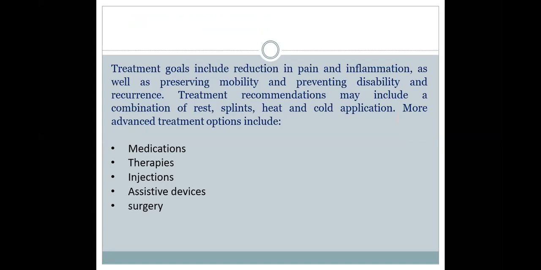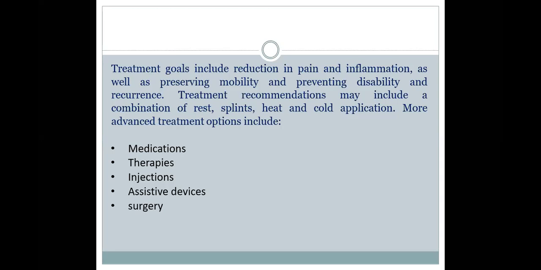The treatment goals of tendinitis and bursitis both include reduction in the pain and inflammation, as well as preserving the mobility and preventing the disability and recurrence of the condition. Treatment recommendations may include a combination of rest, splinting of the area, splinting of the joint or extremity, and hot and cold application.